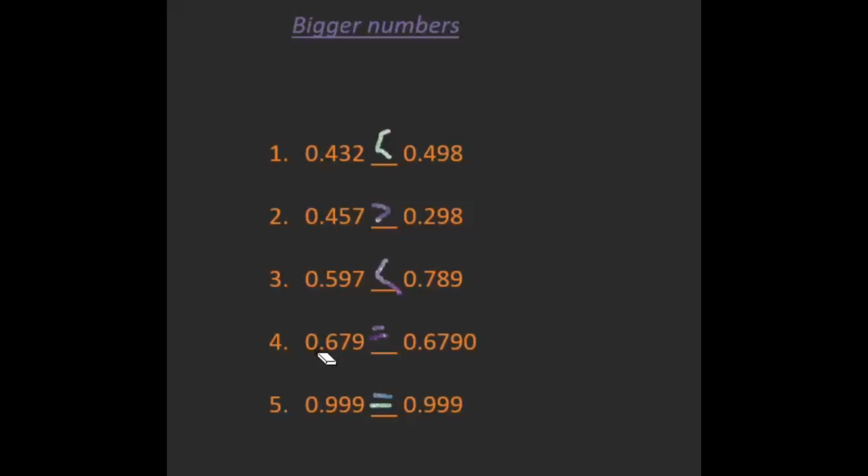Okay, and I think I forgot to read out this one. 0 and 679 thousandths is equal to 0 and 6790 ten thousandths. Okay, so we're done with that.